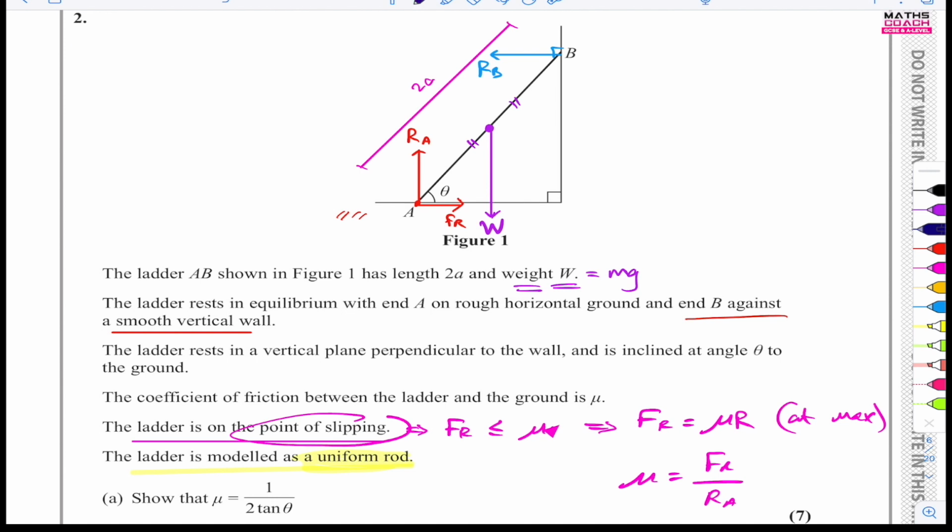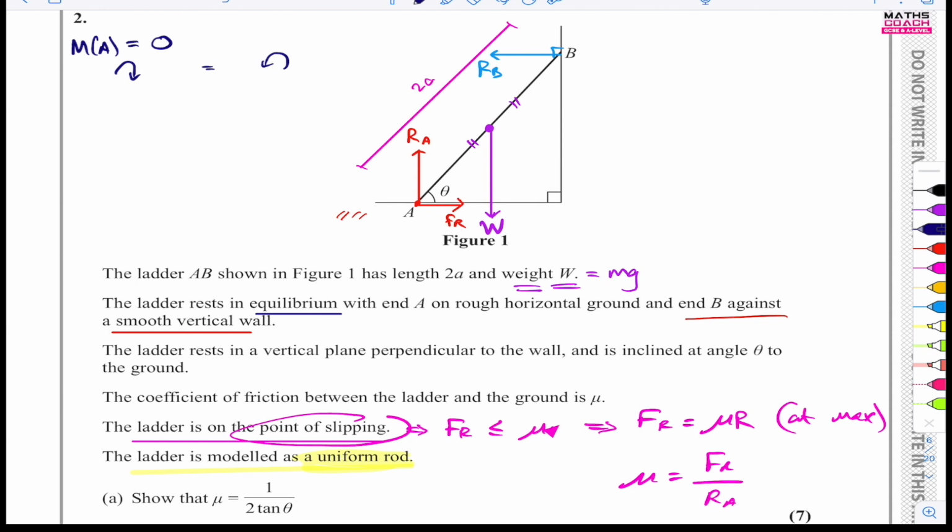Point A. So if we take moments from point A, because we are in equilibrium, the total moment at point A is going to add up to 0, because equilibrium means there's no rotation. So this means the total clockwise moment is going to equal the total anti-clockwise moment. Both ways will balance each other off.